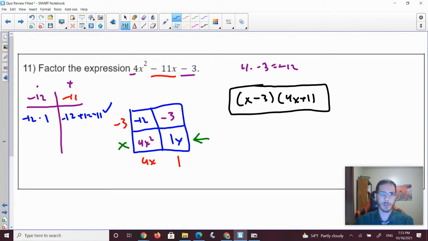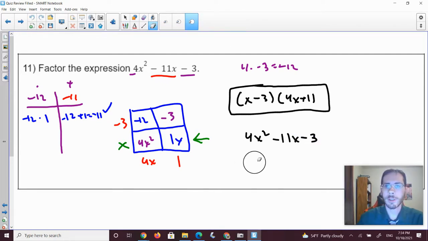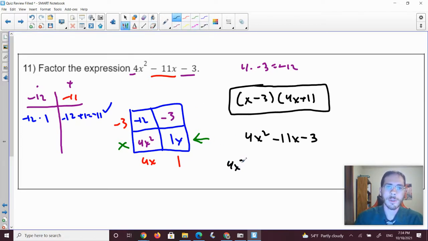If you wanted to see it done with the double distributive method, I guess I'll do that one too. 4x squared minus 11x minus 3. So, all right, we're doing the double distributive method. So 4x squared, we still get to keep that. We get our two blue terms. I'm going to pick minus 12 first. So minus 12x because that was one of the numbers that I picked. And then plus 1x because that was the other number that I picked. And then minus 3 still on the end.